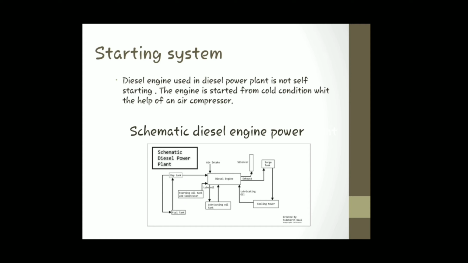Now the starting system. The diesel engine used in a diesel power plant is not self-starting. The engine is started from the cold condition with the help of an air compressor. So this is about the schematic diagram. Diesel engine power plant schematic diagram.